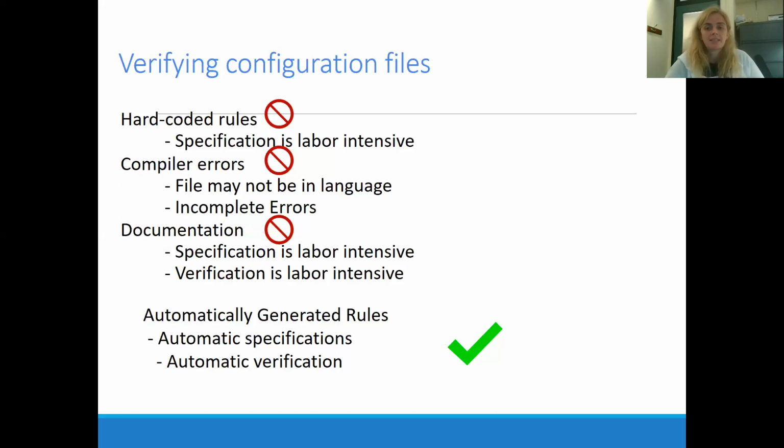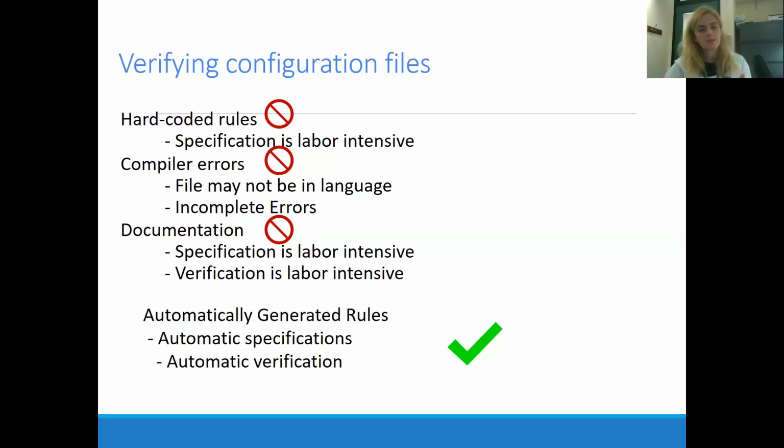So maybe let's write the specification manually. Someone must have written all those configuration files, and they must know what they had in mind. But doing it manually is first of all labor intensive, and the moment you start to do it manually, most likely you will end up with an error. So our goal is to automatically derive specifications about configuration files.